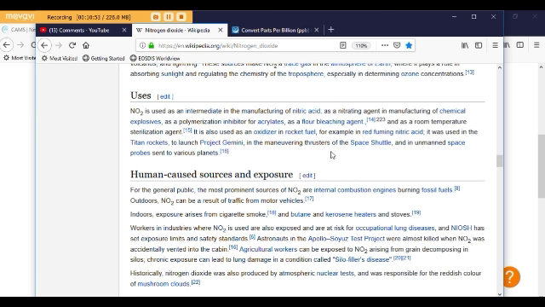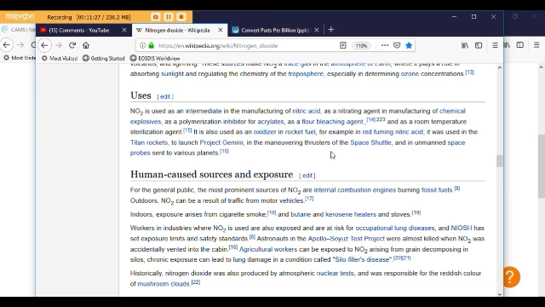And the uses. NO2 is used as an intermediate in the manufacturing of nitric acid, as a nitrating agent in manufacturing of chemical explosives, as a polymerization inhibitor for acrylates, as a flour bleaching agent. Okay, so they use it in bleaching flour. Lovely. And as a room temperature sterilization agent.